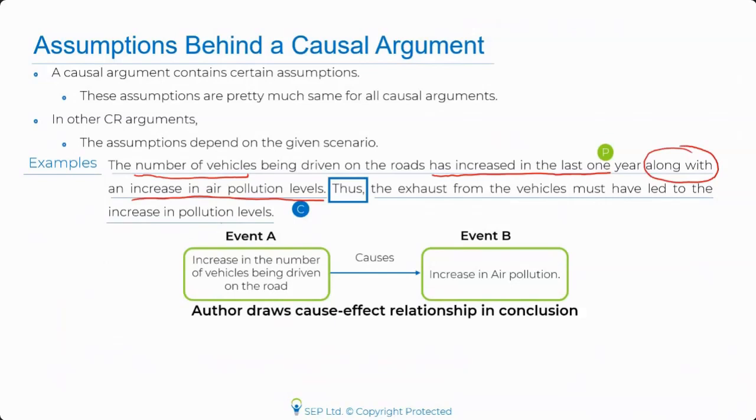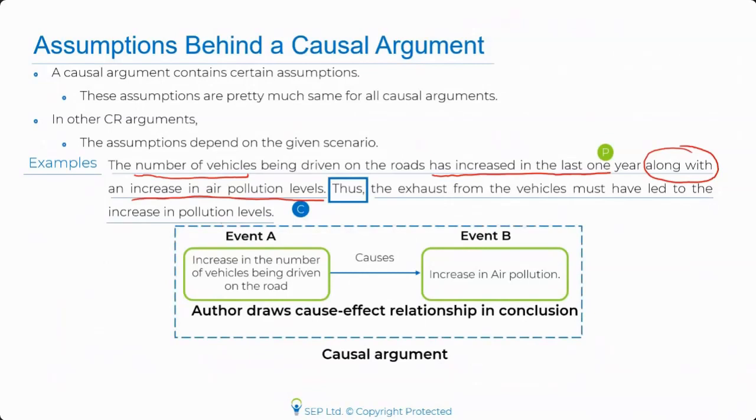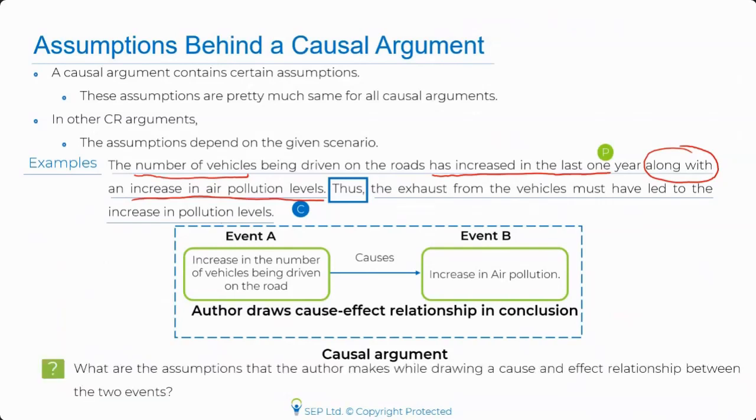But the author is concluding that exhaust from the vehicles must have led to the increase in pollution levels. That means an increase in the number of vehicles caused an increase in the exhaust, and that led to an increase in the air pollution. So here the author is assuming some things very clearly, and we'll talk about that. This kind of conclusion is a causal argument. The author draws a cause and effect relationship in the conclusion. All right. So let's see what assumptions the author makes while drawing a causal relationship in the conclusion.